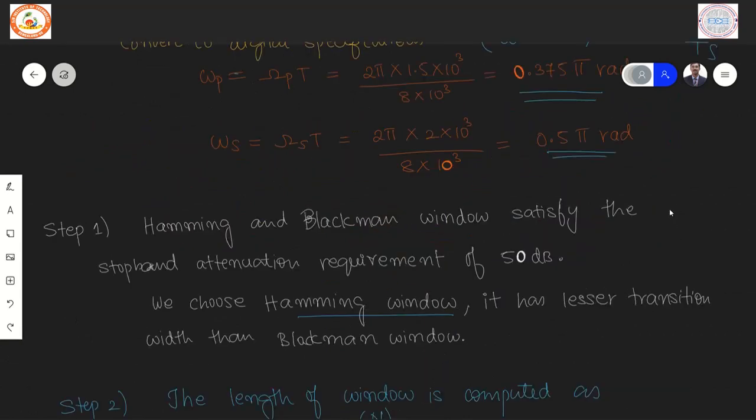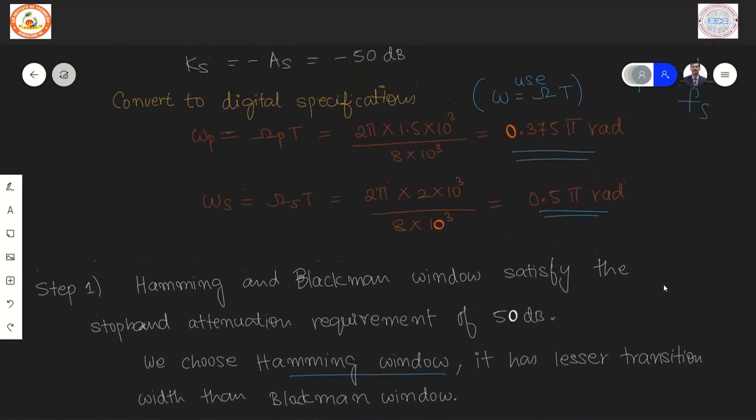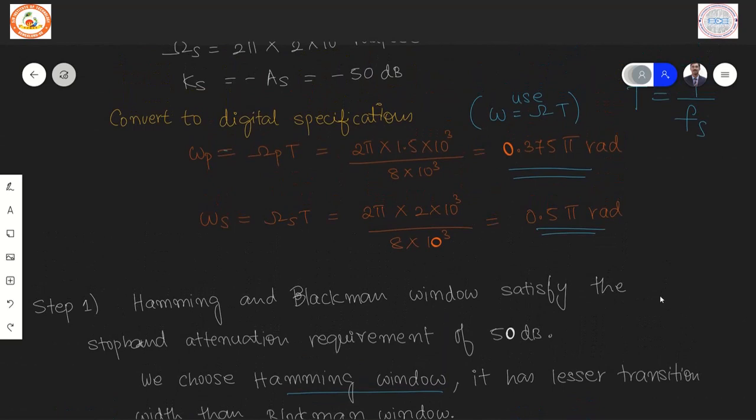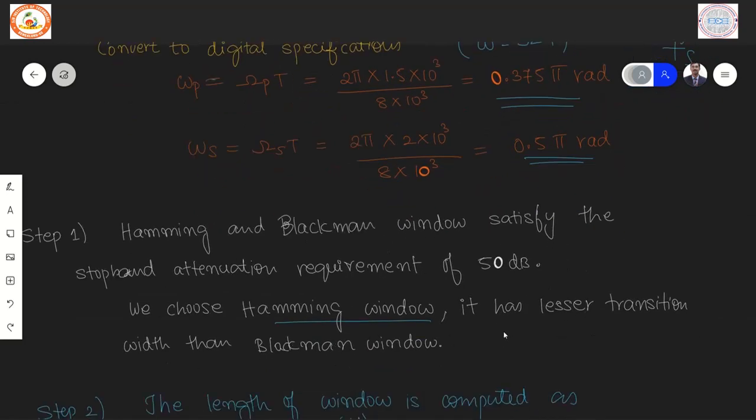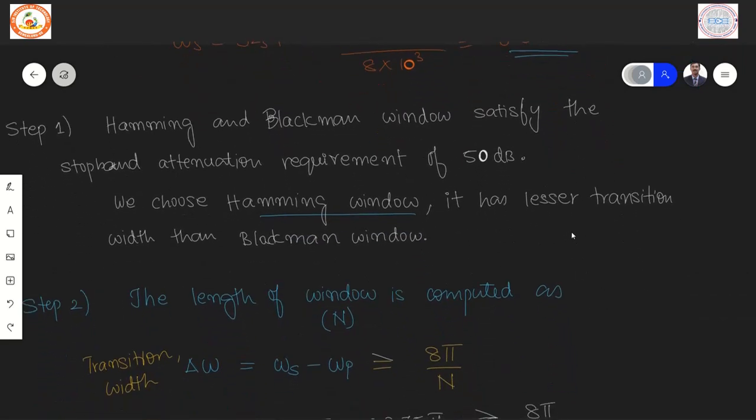Now in step 1, we observe that since the minimum value of stop band attenuation is 50 dB, Hamming and Blackman windows will satisfy this requirement. Looking at the table, only these two have a number more than 50 dB. So we go with the Hamming window, the reason being that the Blackman has more transition width. Hamming is preferred, so we go with the Hamming window.